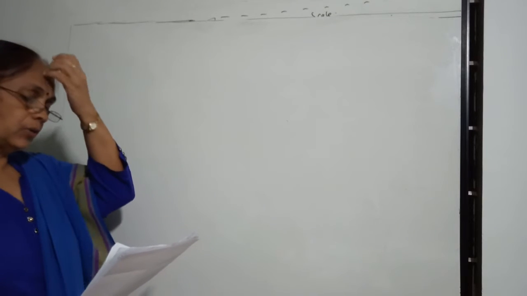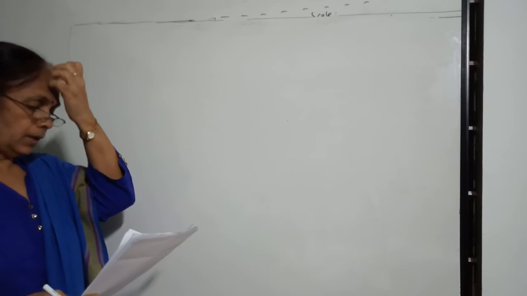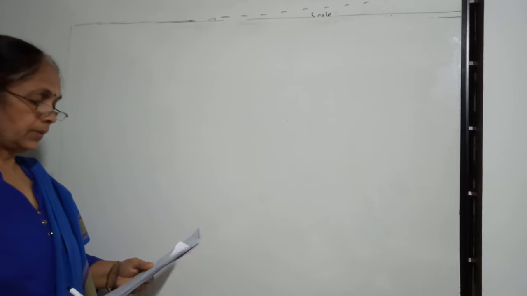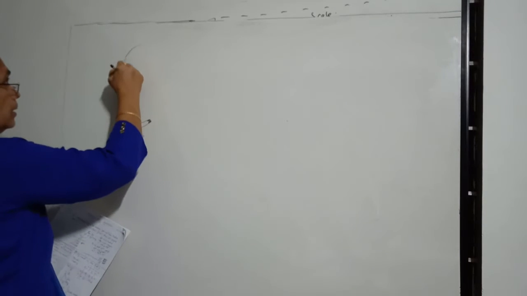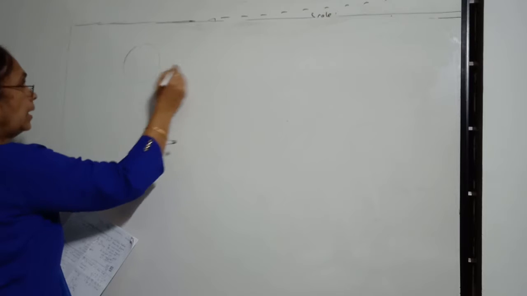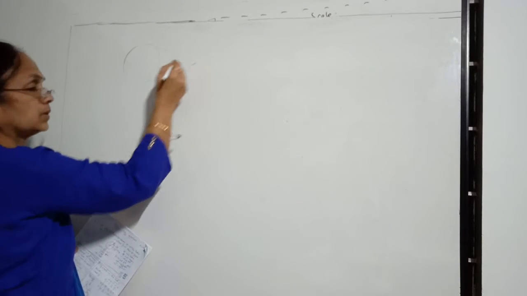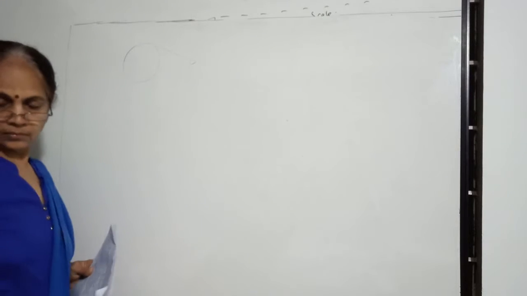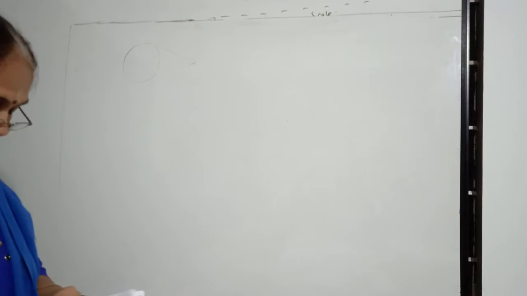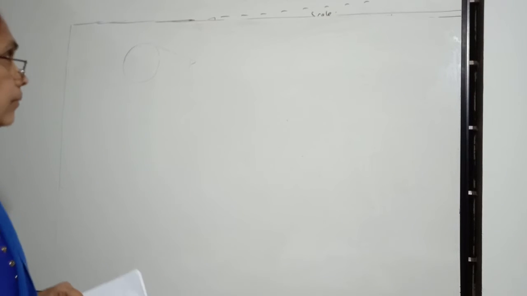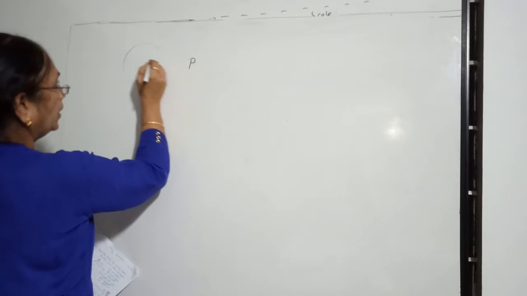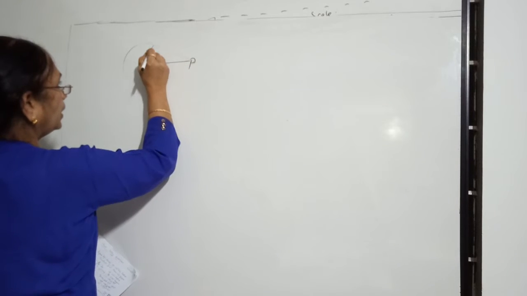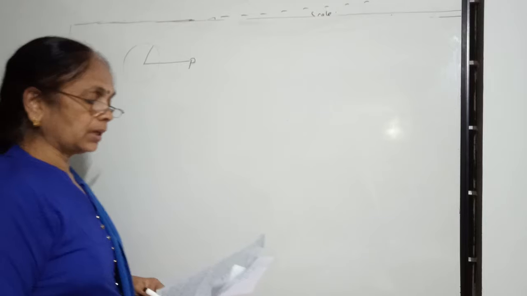Most likely questions, I would like to discuss a few. Yesterday I taught you about the tangents. Suppose there is a circle and an external point P is given. Point P is given like this. I will read the sum.